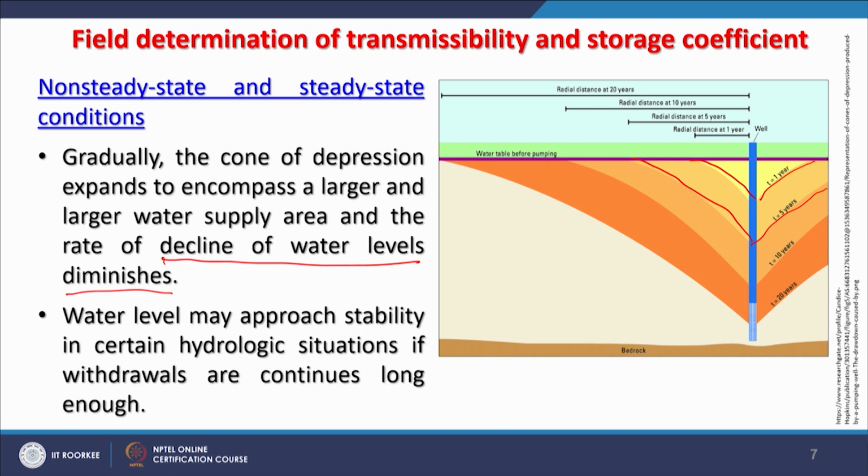Now, the water level approaches stability in certain hydrologic situations or geological conditions, if the pumping continues for long enough. In this example it starts from 1 year, then 5 years, then 10 years, and then 20 years. So this is what a long time means here. The pumping is not necessarily continuous, but the cone of depression may become larger, the lateral extent may be larger, and the base of the cone can occupy a very large area.